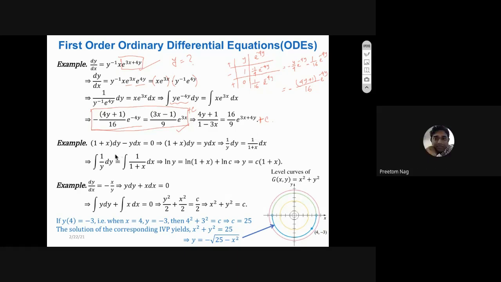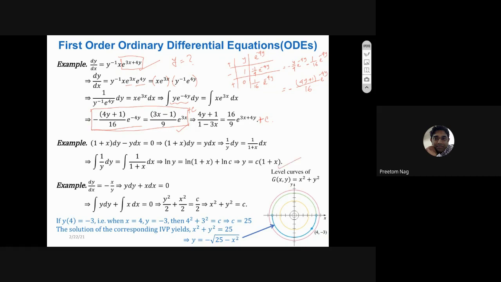Okay. Next one is (1 plus x) dy minus y dx equals 0. In this case, we write (1 plus x) dy equal to y dx. Then we separate: all y terms will be separated from all x terms. Then we integrate and you will get the result y equal to c into e to the power 1 plus x.